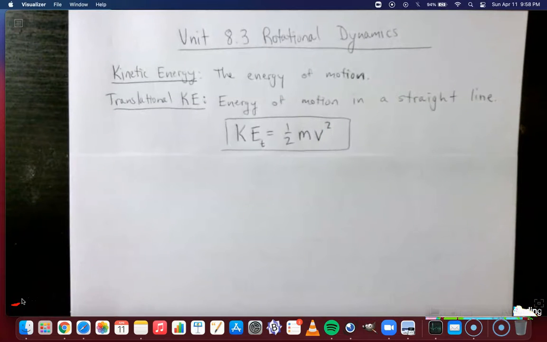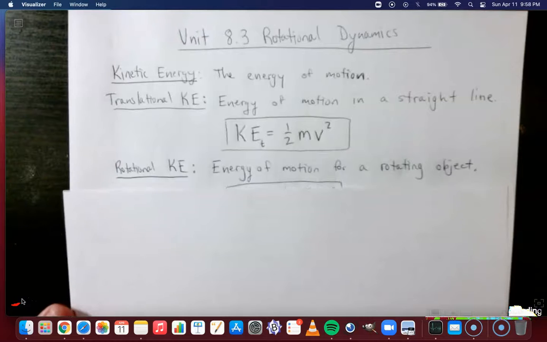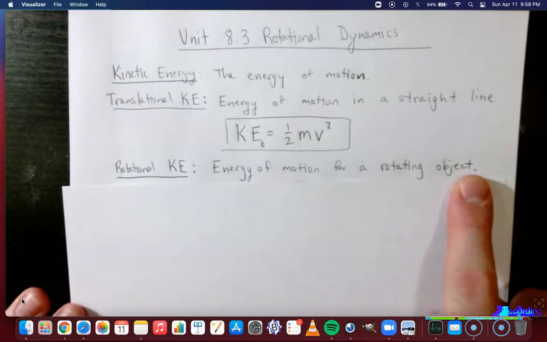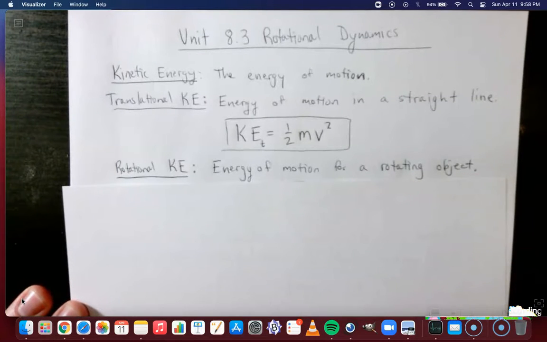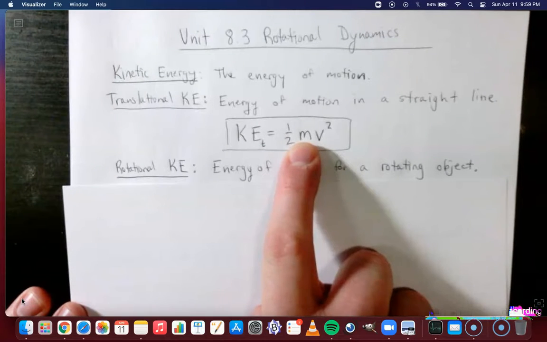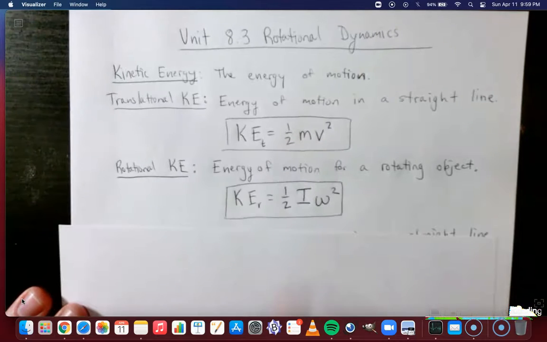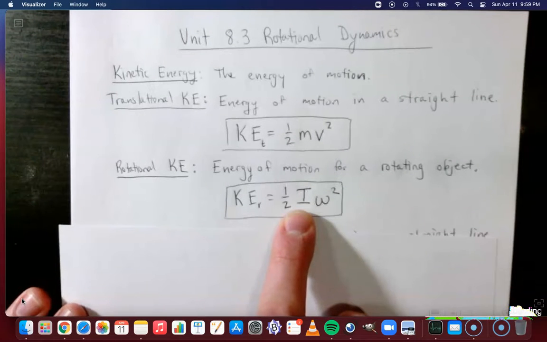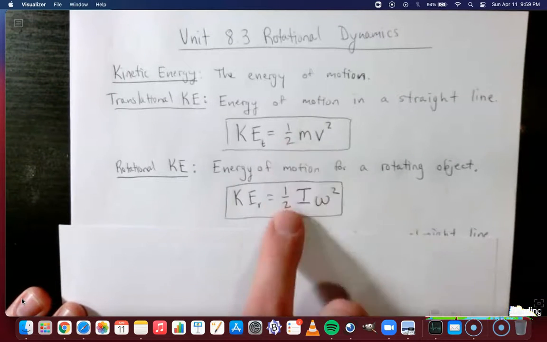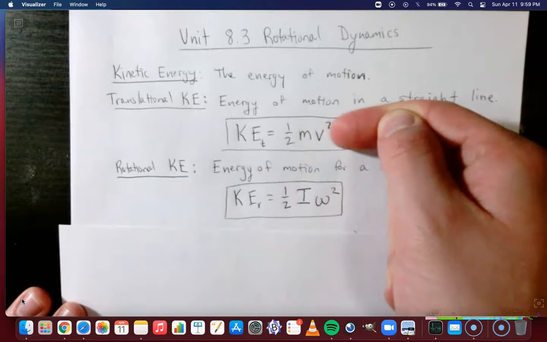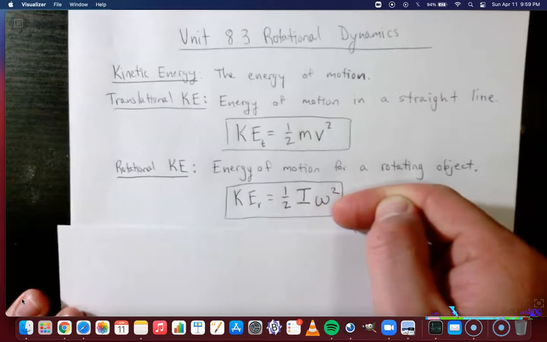Now, if we want to create an analog to that in the rotational case, the rotational kinetic energy is just going to be the energy of motion of a rotating object. Not very surprising. The half is going to stay the same because that's just a constant. But the m, remember, is going to have an analog in rotation. Remember, mass is the tendency to resist acceleration. So the moment of inertia is the tendency to resist changes in angular acceleration. That's the analog between the two. And then instead of linear speed, we're going to have angular speed as part of our equation.